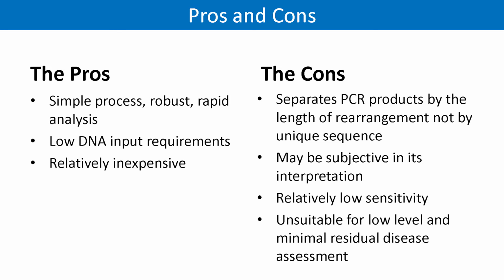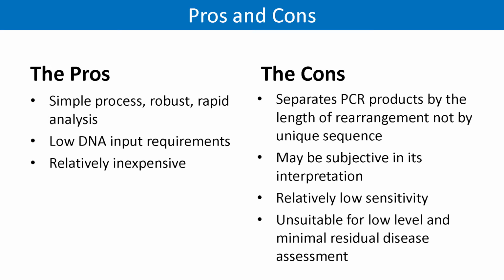So I like these assays. We have been using them for many years, but they have pros and they have cons. So the pros: it's a very simple process, is robust, is very rapid in terms of the analysis, and these fragment analysis assays also require very low DNA input. However, because you're multiplexing so many PCR reactions, you end up doing this in several tubes, and even though each individual assay requires low DNA input, the overall requirements for a full assay, including IGH and TCR gamma and TCR beta, is actually pretty high. The assays are relatively inexpensive, but then again, it has its cons.